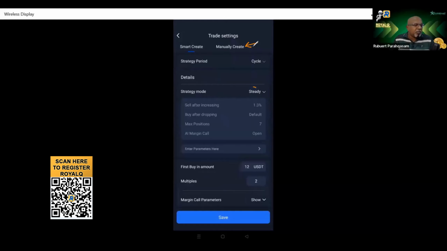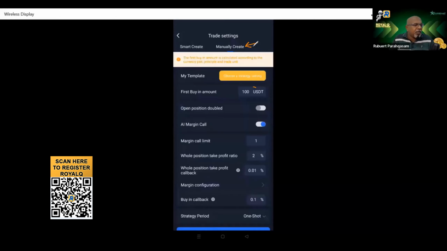Now you can tap on smart create. It looks like this. We tap on manually create, so this is how it looks. That's number one: manually create.